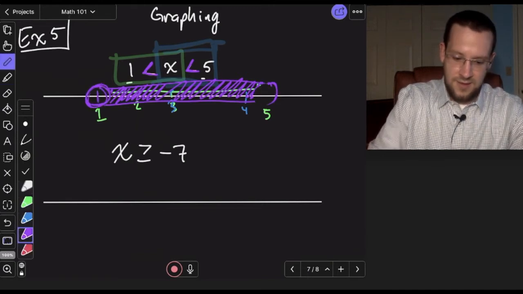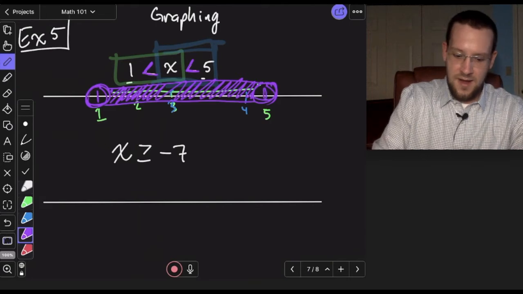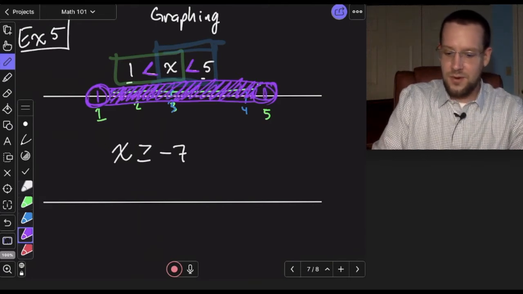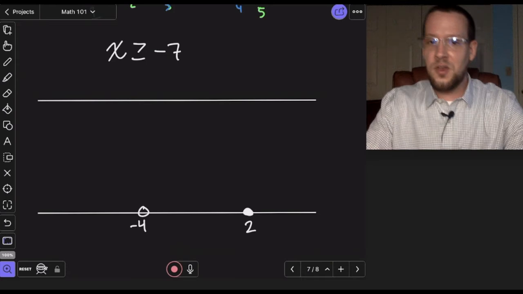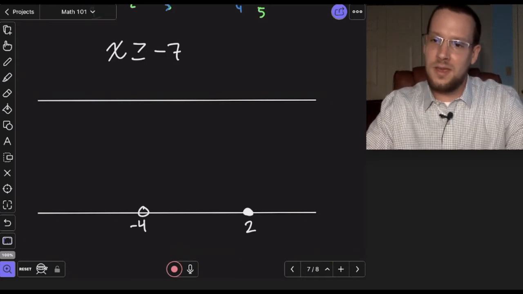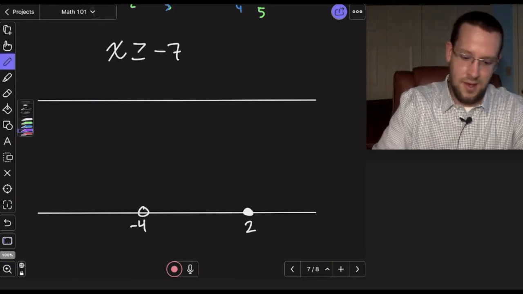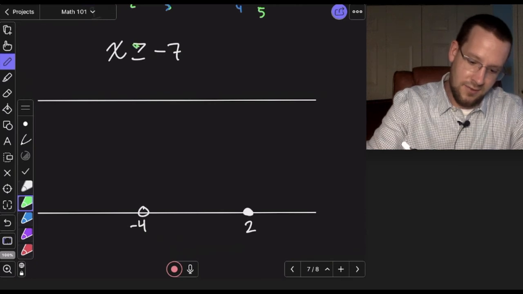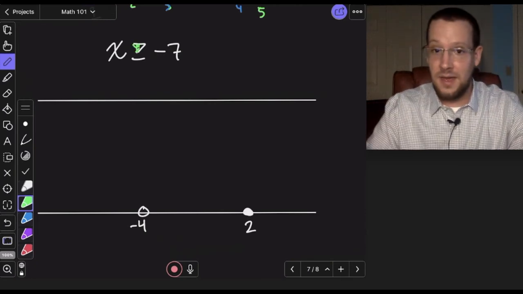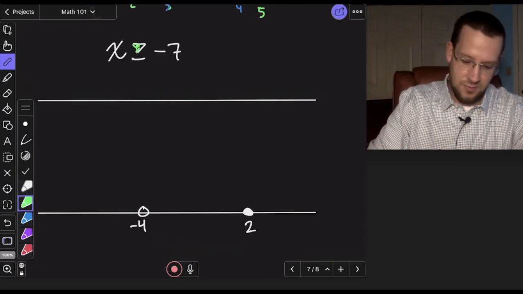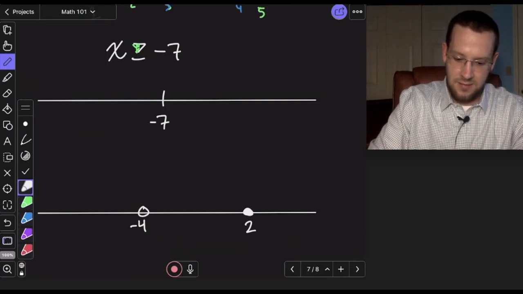The idea is it's at 1, it's at 5, and all the numbers in between. So let's look at what it looks like if it was to be a greater than sign. Again, I'm thinking x is greater than -7. So I'm just going to go ahead and make a -7 here.